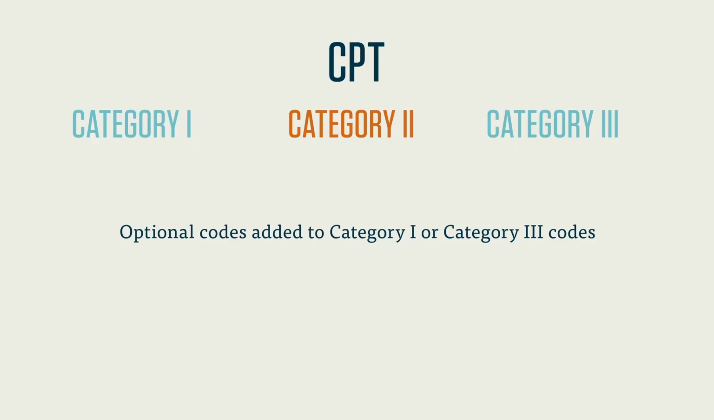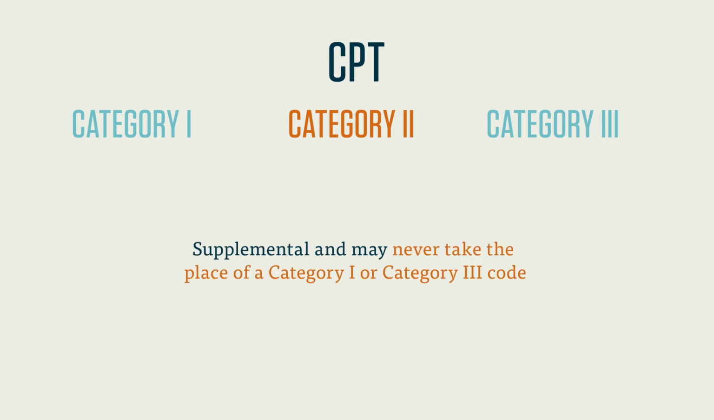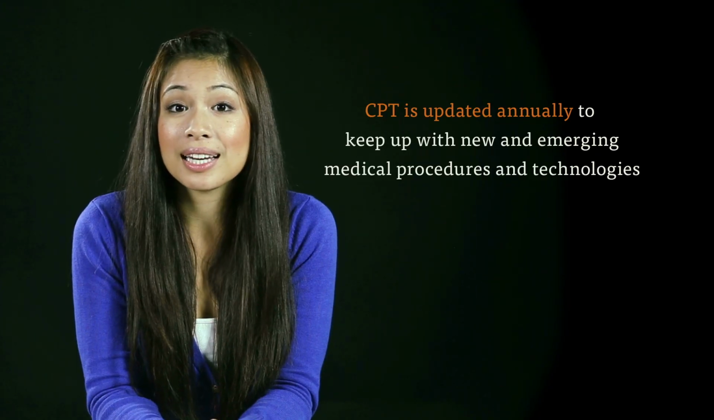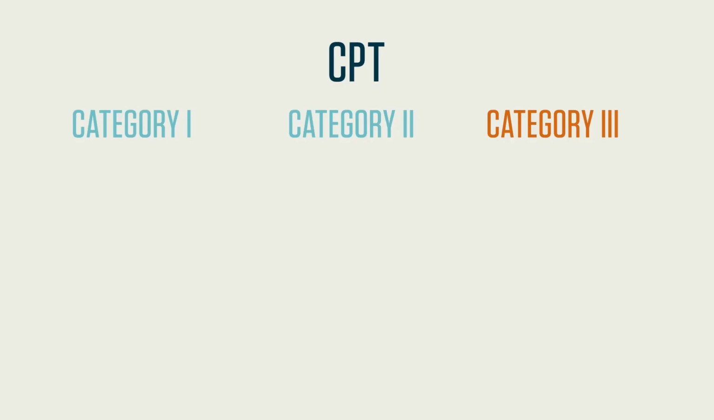Let's look briefly at Category 2 and 3 codes. Category 2 codes are optional codes that are added to Category 1 or Category 3 codes. Category 2 codes describe things like patient management, patient history, and the results of certain diagnostic or screening tests. Category 2 codes are supplemental and may never take the place of a Category 1 or Category 3 code. Category 3 contains temporary codes for emerging and experimental procedures. CPT is updated annually to keep up with new and emerging medical procedures and technologies, and Category 3 is a place where new procedures go for their test run.